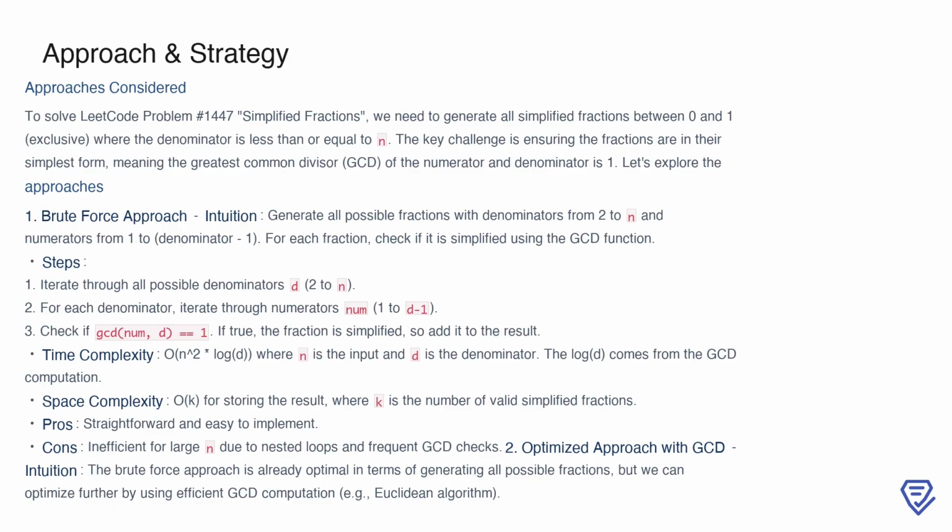While this approach is straightforward and easy to implement, it involves nested loops and frequent GCD checks, which can make it inefficient for larger values of n. The time complexity is n squared * log d due to the GCD calculation, and the space complexity is k, where k is the number of valid simplified fractions. Despite its simplicity, this method can be slow when n is large.